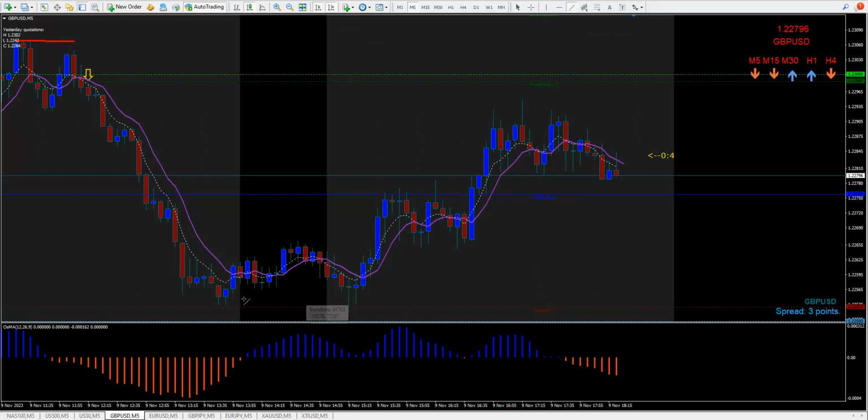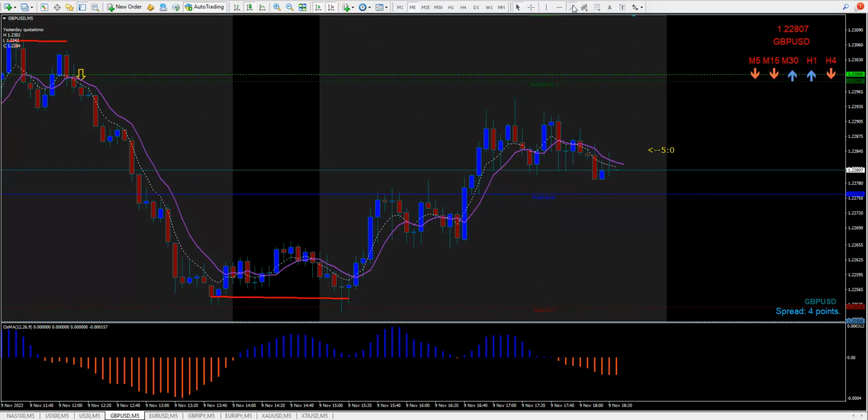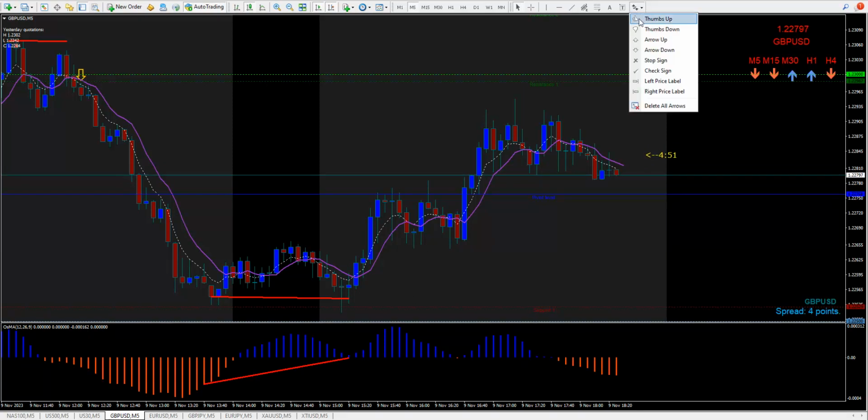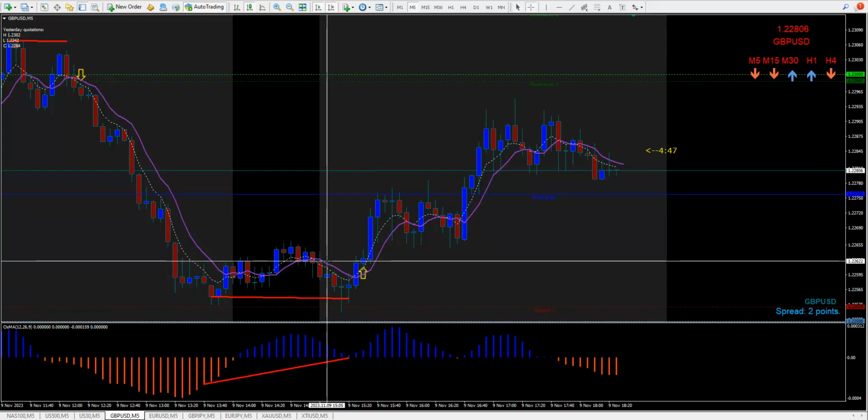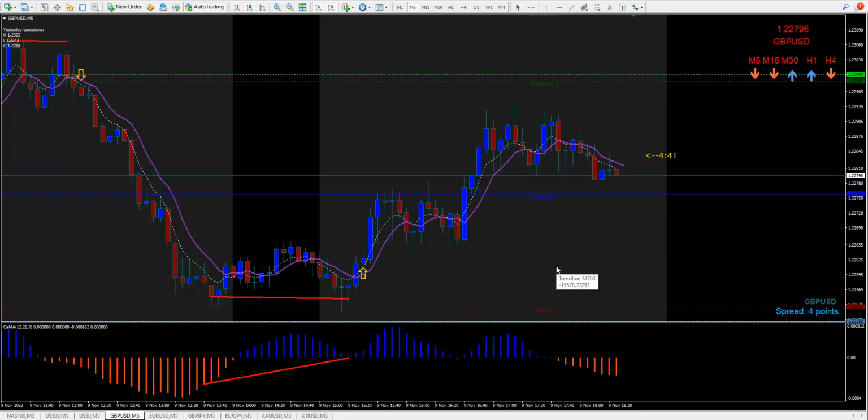Then we had a double bottom right here. Okay. Entry was right there. Went up 14 pips, and the stop was 10. You would have got your 1-to-1 right there.